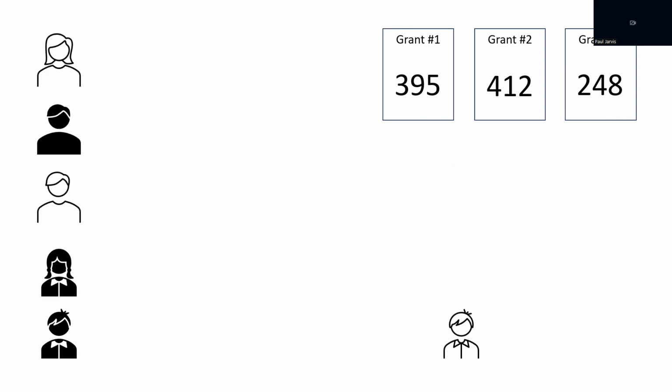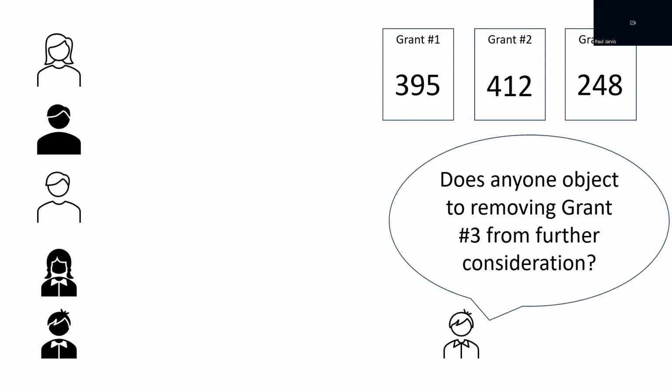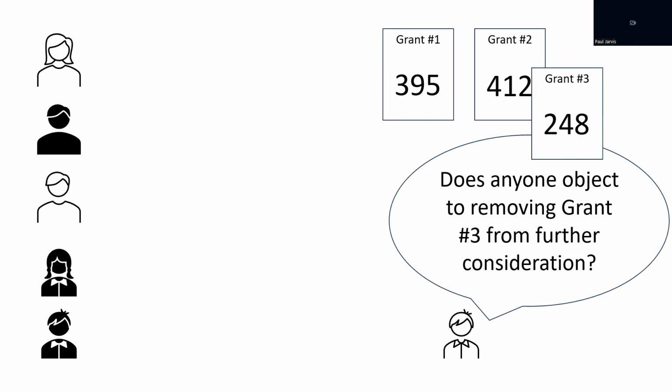Once they all have been tallied, the staff will ask if it's okay to get rid of the lowest scoring proposal. If no one objects to getting rid of the lowest scoring proposal, then the project will be discarded and not discussed.